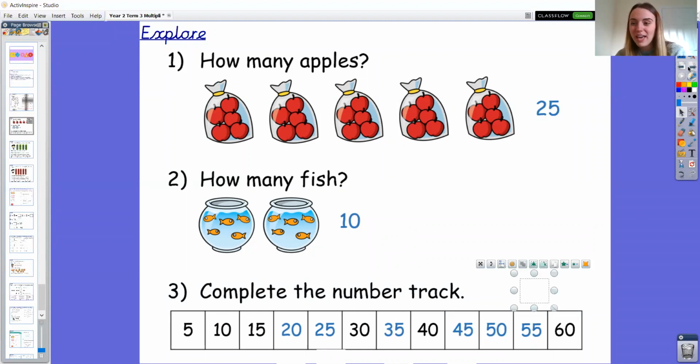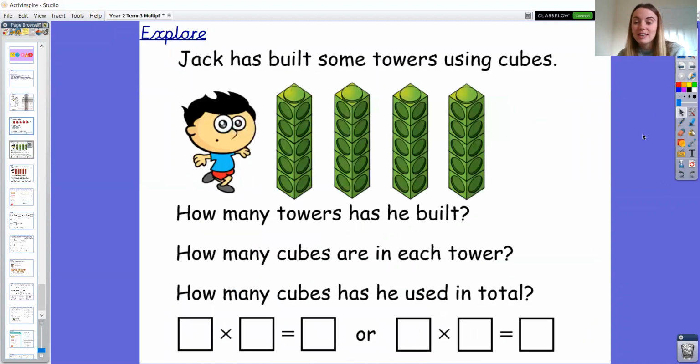Brilliant. Okay, so now that we've been thinking about our 5s, we're going to move on to our next explore question. So our friends are back and building more towers. Jack has built some towers using cubes. Have a think about these questions and talk about them with your talk partner at home or in the classroom. How many towers has he built? How many cubes are in each tower? And how many cubes has he used in total? So how many are there all together?